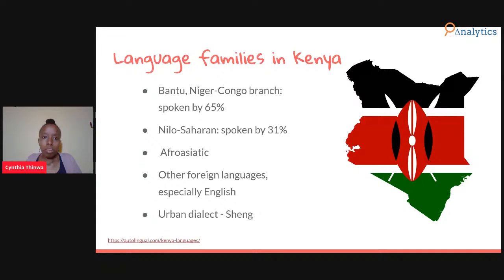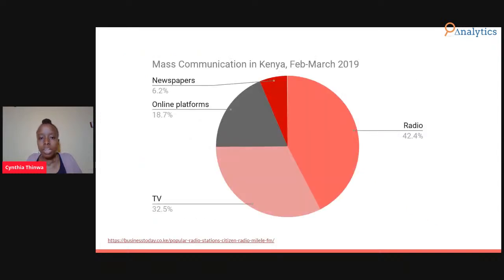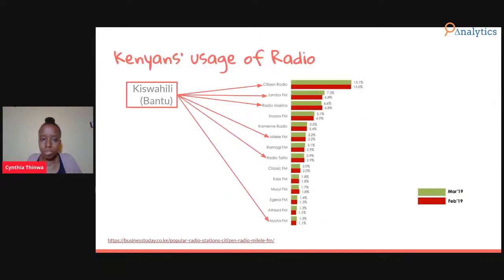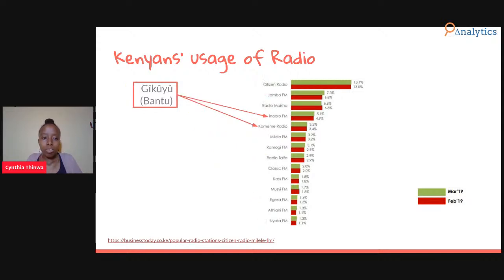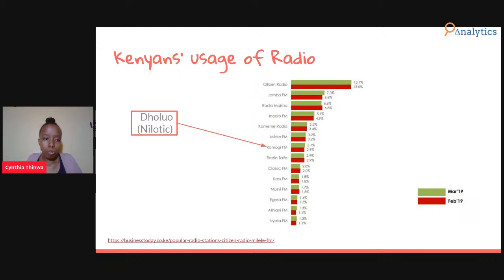But in addition to our 40+ indigenous languages, we have other foreign languages, especially English, which is our second national language. And finally, we have an urban dialect called Sheng. If we look at mass communication in Kenya for the year 2019, we'll find that radio dominates. When we look at the top 14 radio stations, you start seeing this linguistic diversity. 6 of these stations are Swahili stations, then 2 are Gikuyu, 2 are Kamba, 1 is Ekegusi, 1 is Doluo, 1 is Nilotic, and finally, 1 is English.